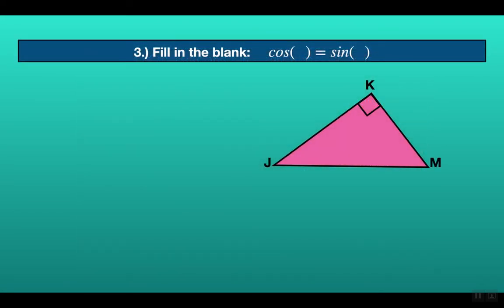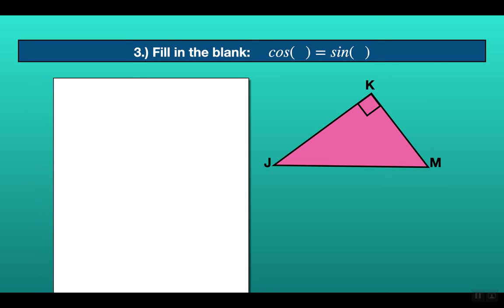All right, so look how simple this question is. How can anybody get this question wrong? I'm sure some of you will find a way, but it's so simple that it's criminal to get this wrong. It says fill in the blank. The cosine of blank equals the sine of blank. Hopefully some of you are looking at this and you already know the answer. There's two correct answers, by the way.